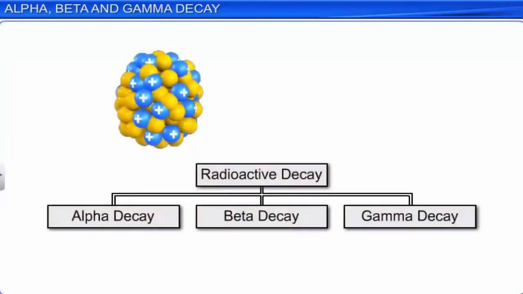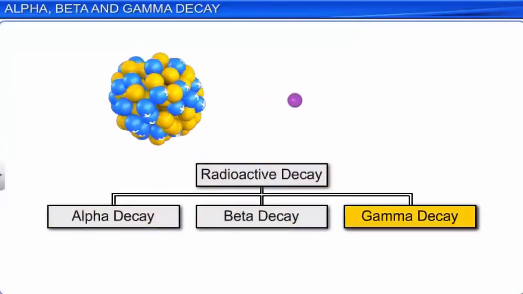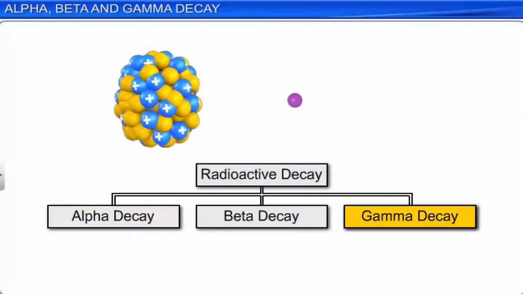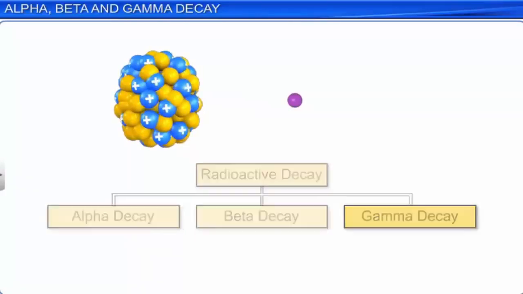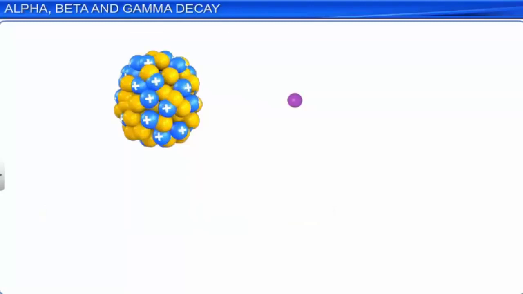Now, let us study gamma decay. In gamma decay, high-energy photons are emitted. Here, there is only a change in energy of the nucleus, but no change in its composition. Usually, an alpha decay or beta decay leaves the daughter nucleus in an excited state. The daughter nucleus reaches the ground state by a single transition or sometimes by successive transitions, emitting one or more gamma rays, that is, by gamma decay.